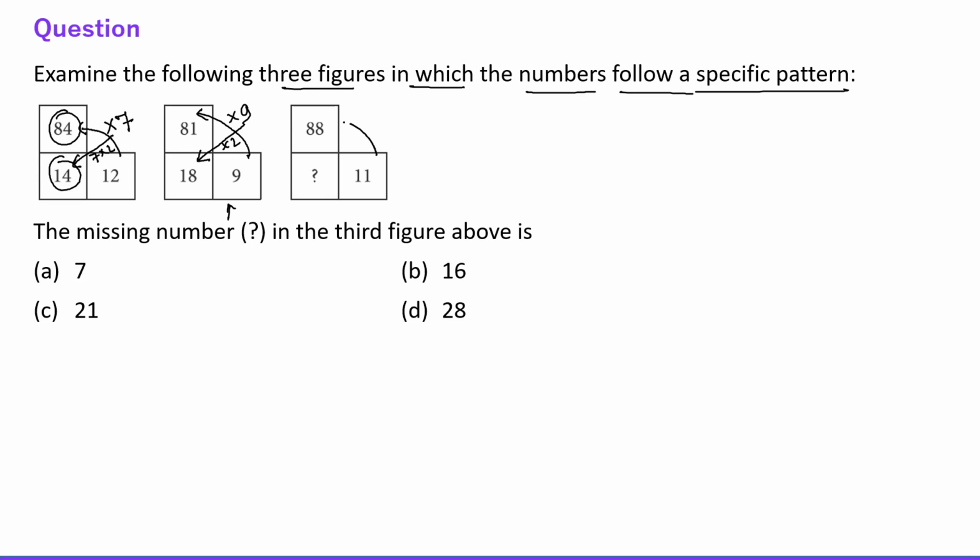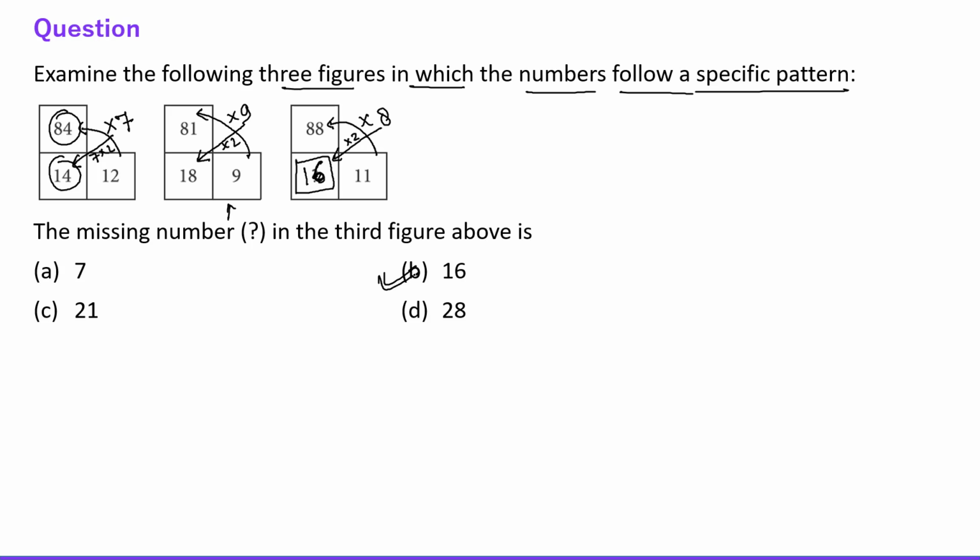right? Okay, so here 11 into 8 is 88, and twice of 8 is written over here, right? So this is 16. 16 will come in the question figure, right? The correct answer is B.